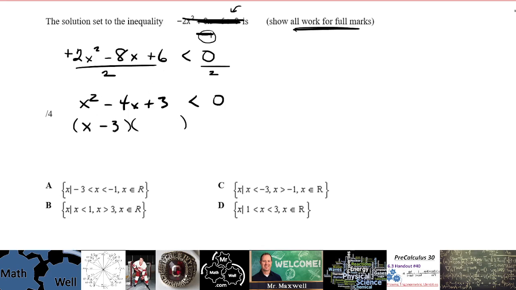So this is going to be (x minus 3)(x minus 1). When you factor this, you want two numbers that multiply to positive 3 and add up to -4, and this is the arrangement here. Remember, this is still less than 0. For sign analysis, you use all of the factors, all of them. Here we have x minus 3 and x minus 1.